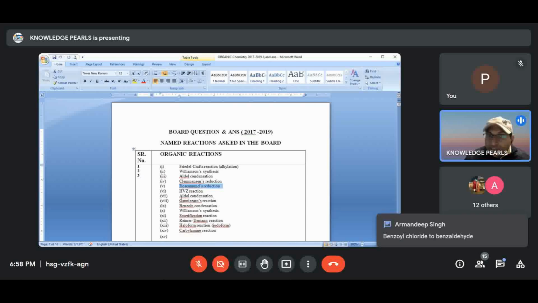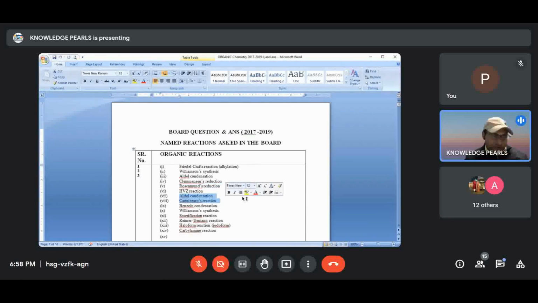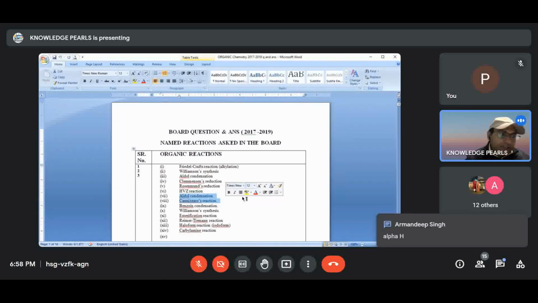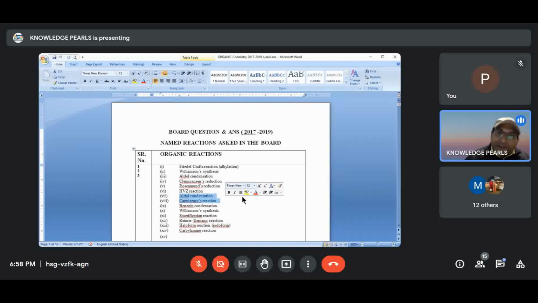Aldol is very important. Cannizzaro is very important. What is the difference between aldol and Cannizzaro? Both are using NaOH. What is the differentiating factor between aldol and Cannizzaro in case of hydrogen atom? Yeah, absolutely right. Alpha hydrogen atoms are required in case of aldol, and alpha hydrogen is not required in case of Cannizzaro.